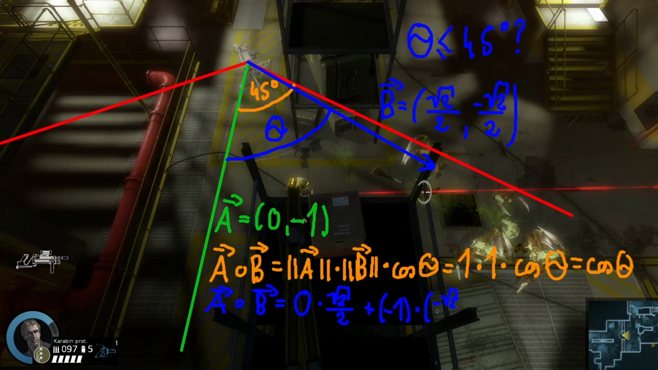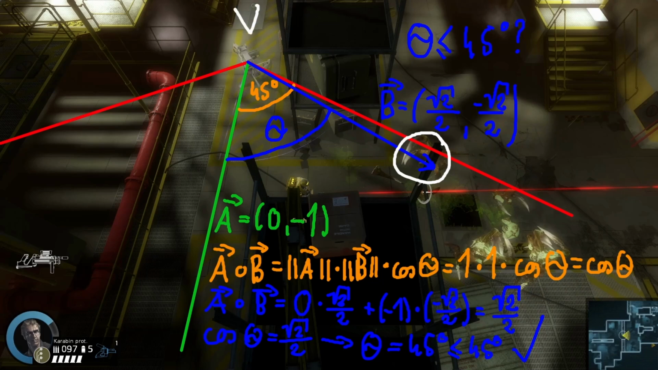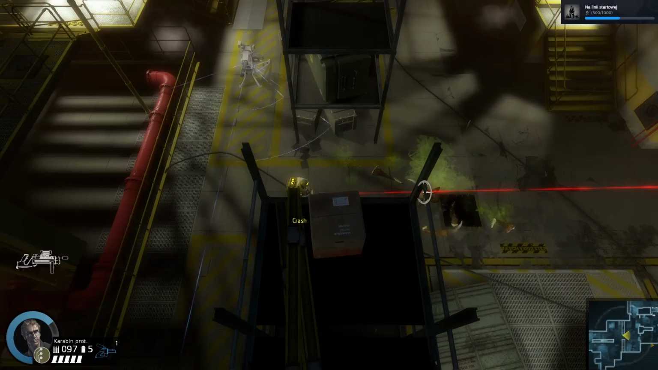Using the second equation for the dot product, I found that it is equal to the square root of 2 divided by 2. By comparing the two dot products, we find that cosine of theta is equal to the square root of 2 divided by 2. From the trigonometric ratios table, this shows that theta is 45 degrees. From these calculations, we know that the angle between the turret's forward vector and the enemy is 45 degrees, which is exactly within the turret's vision range, so it will start shooting at the enemy.